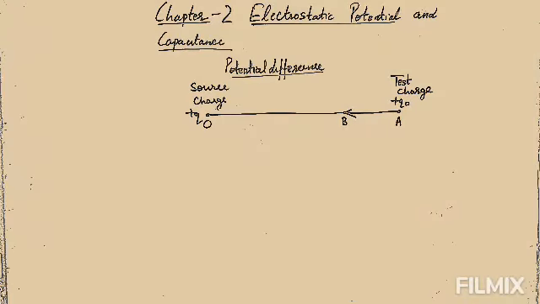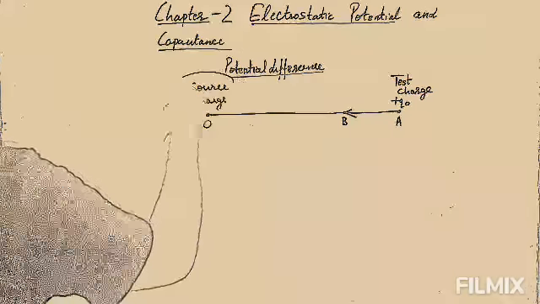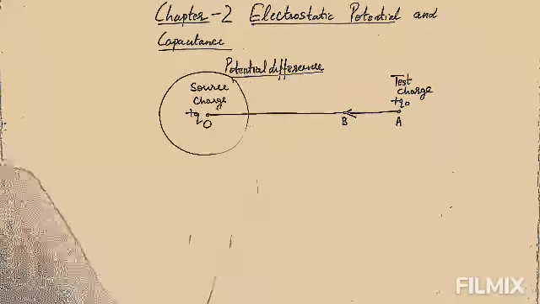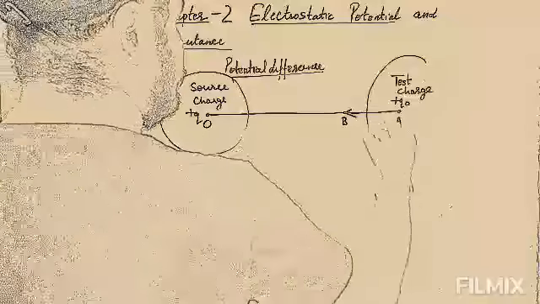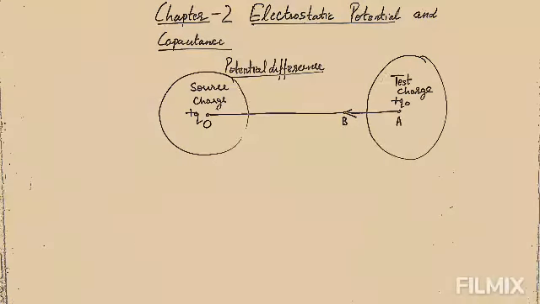This assembly of diagram is containing two charges. One, that is the source charge that is placed at point O, and another, that is the test charge that is being placed at point A. Now, if the source charge is there, it will be having the electric field around it. So we have to move the test charge from a given point A first to point B, and then further we have to move that.